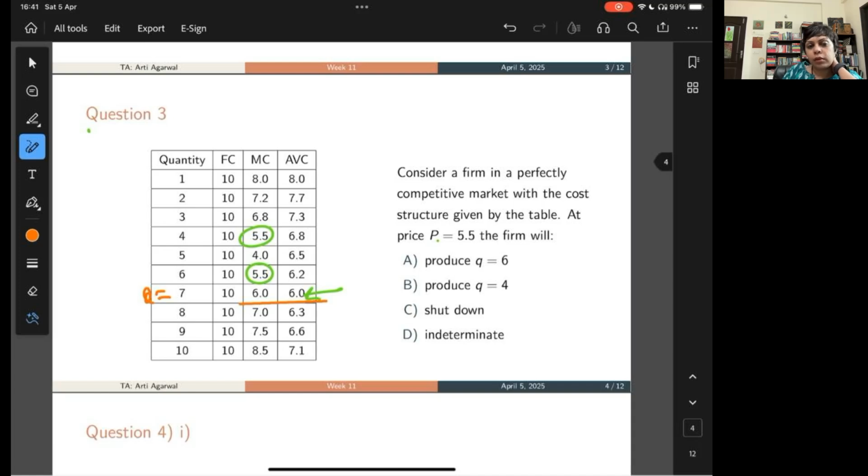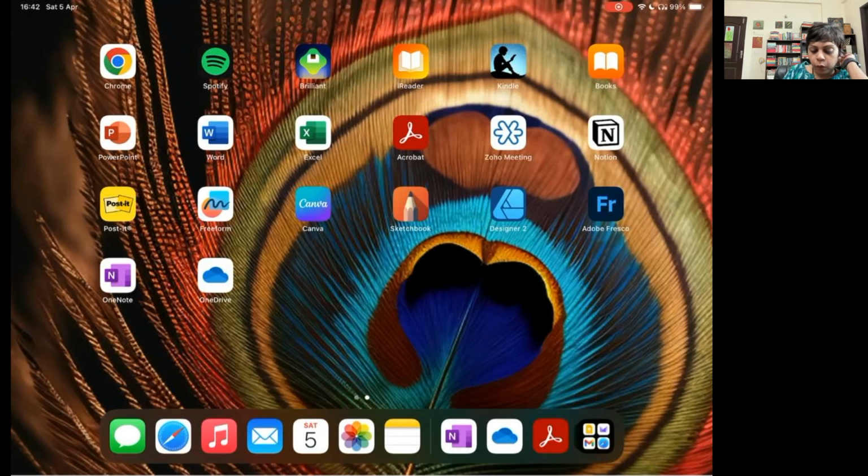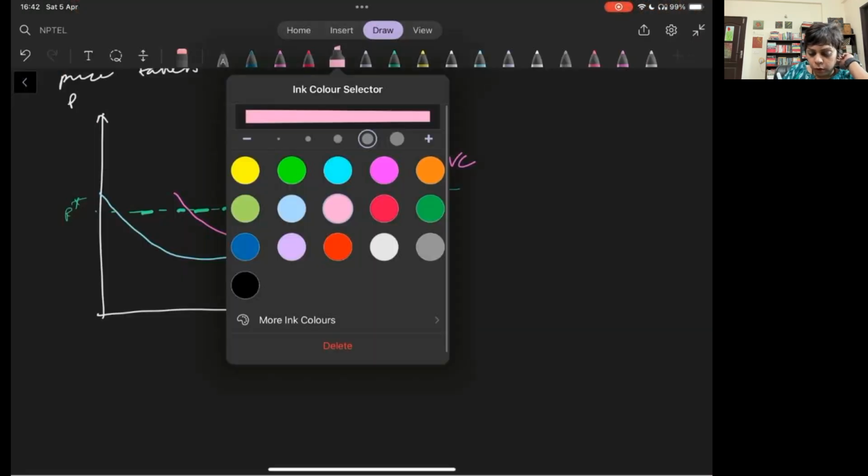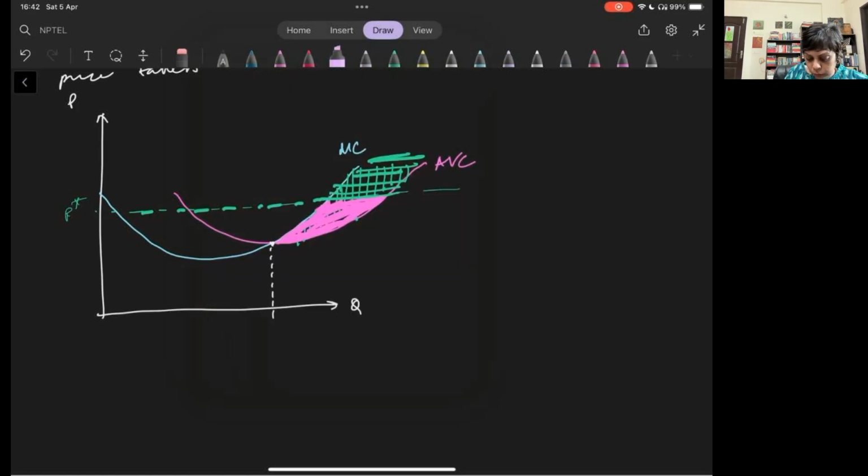The firm can operate at P equal to 5.5 because marginal cost is 5.5, hypothetically, if you ignore the average variable cost clause, but that is not possible, like we were just discussing. Now, if you look at this diagram which I have made, what we are talking about is this part of the curve. In our given example, we are in this part of the curve. Suppose this is P equal to 5.5.